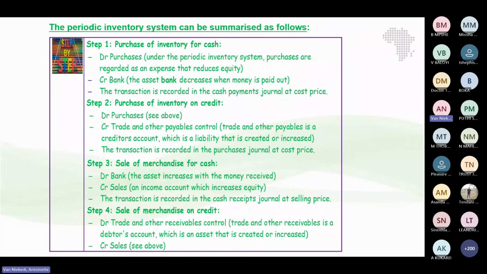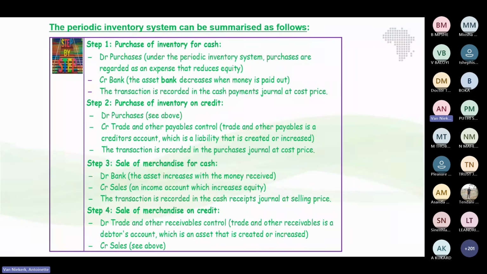Now you have a sale of merchandise. This means that your sales account, remember we are not referring to the inventory account since it's the periodic inventory system, which is an income account, will increase on the credit side. And it will also increase the equity account under the basic accounting equation.